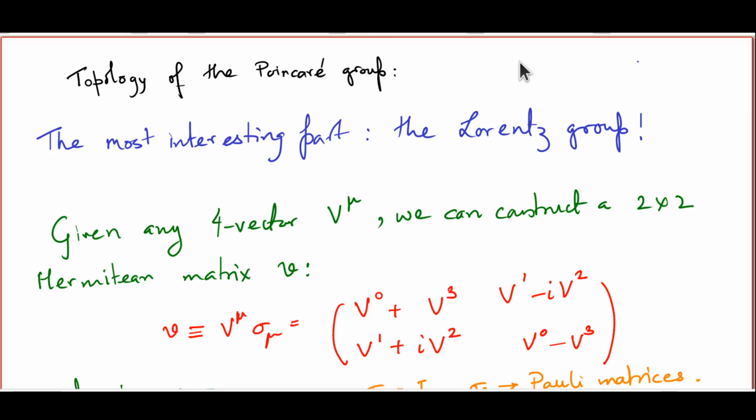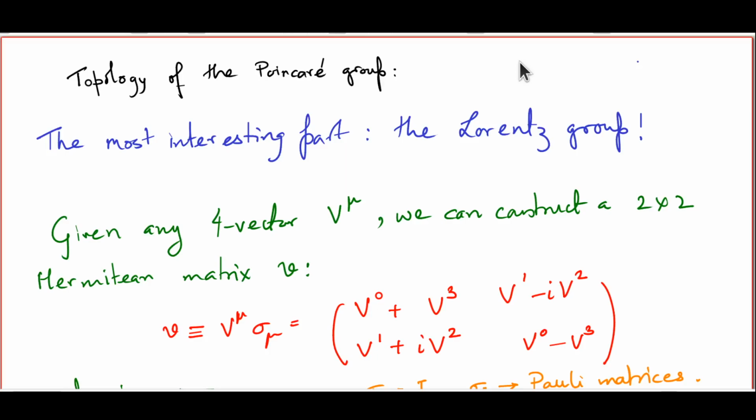As you all know, the Poincare group is actually a combination of the homogeneous Lorentz group, or just what is called the plain Lorentz group, and the translation group. The translation group is pretty straightforward. The most interesting part of the topology of the Poincare group comes from the Lorentz group, and that is what we are going to take a look at now.